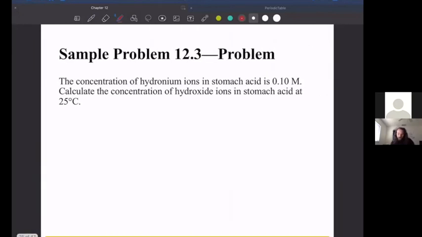Okay, so the concentration of hydronium ions in stomach acid is 0.1 molar. Calculate the concentration of hydroxide ions. Well, we're going to use this relationship where we know that the concentration of hydronium ions times the concentration of hydroxide ions is always equal to 1 times 10 to the negative 14.